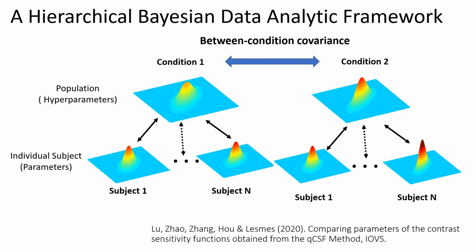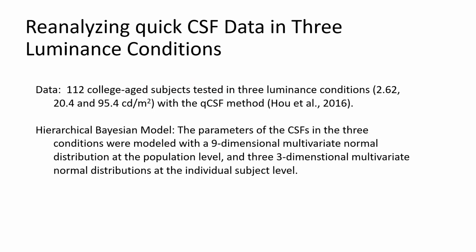Recently, we developed a hierarchical Bayesian data analytic framework to quantify the joint distributions of the parameters of the contrast sensitivity function at both individual subject and population levels across multiple conditions. We applied the framework to reanalyze the quick CSF data from 112 college-aged subjects tested in 3 luminance conditions.